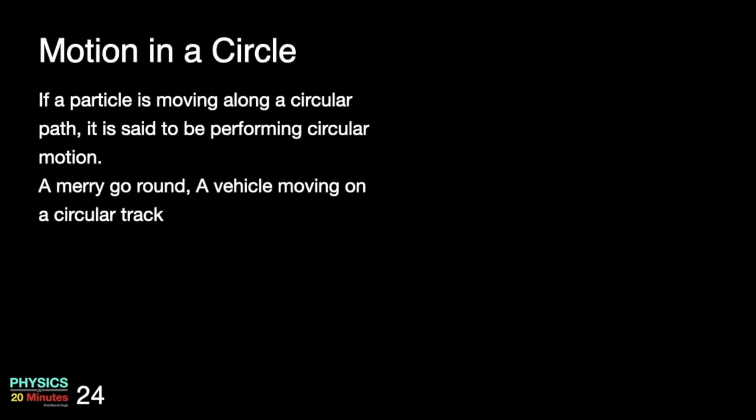So what is motion in a circle? If a particle is moving along a circular path, then it is said to be performing a circular motion. Examples: a merry-go-round, a vehicle moving on a circular track, the earth moves around the sun approximately in a circular orbit, the moon moves around the earth approximately in a circular orbit too. And in school, the model of an atom we have seen, the electrons move around the nucleus in circular orbits. Many of the man-made satellites move around the Earth in circular orbits. So there are a number of examples of circular motion all around us.